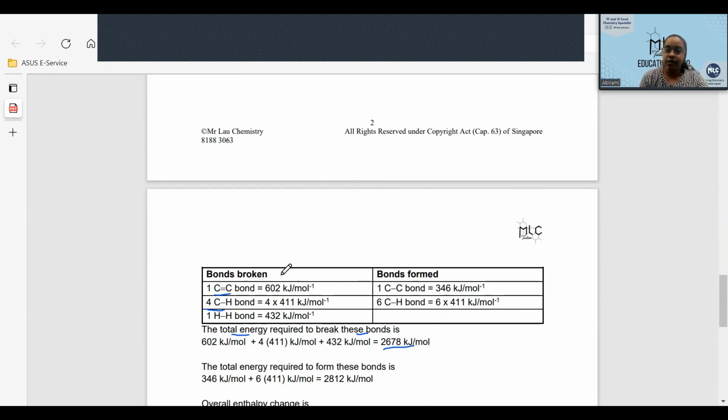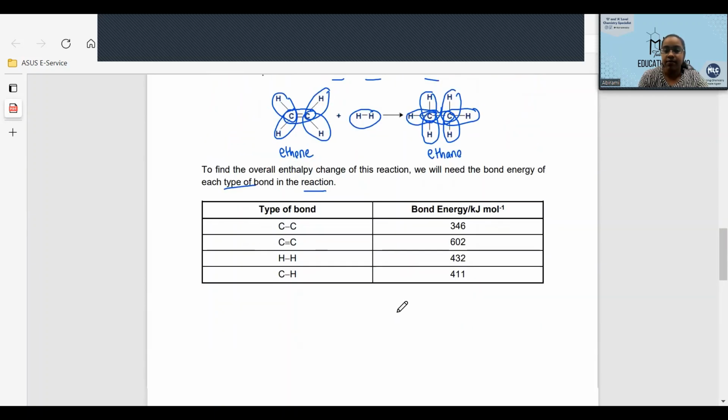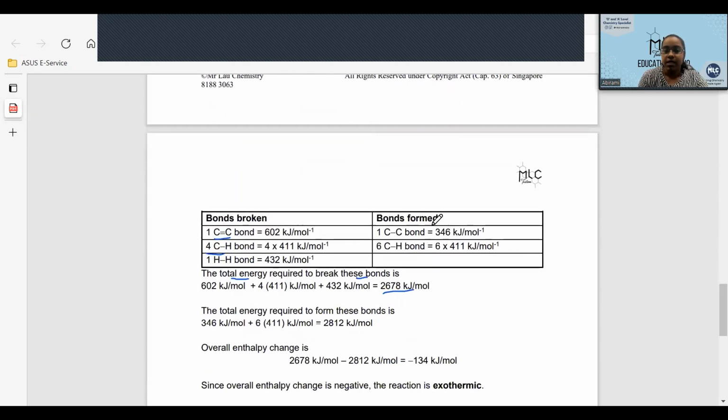Doing the same thing that you did for bonds broken, now you need to do the bonds that are formed. The bonds that are formed are 1 C-C single bond and 6 C-H single bonds: 1, 2, 3, 4, 5, and 6. Looking at the table, take the respective values and you will get the numbers over here. Do the same thing, find the total energy released to form these bonds. You take the total sum and it will be 2,812 kilojoules per mole.